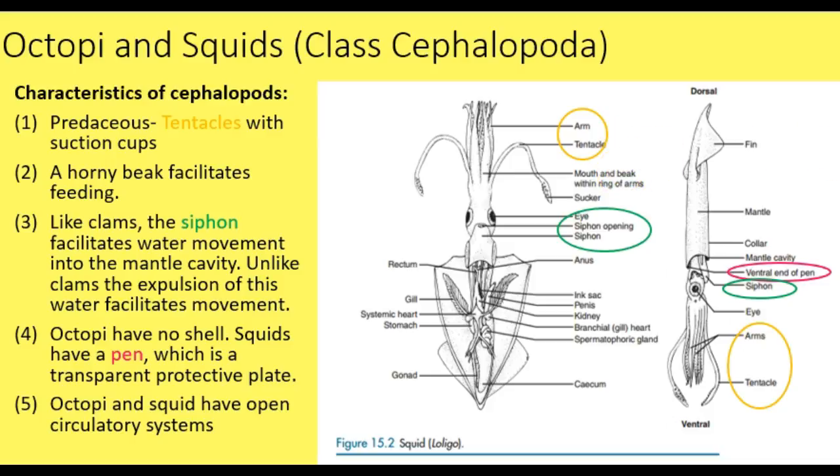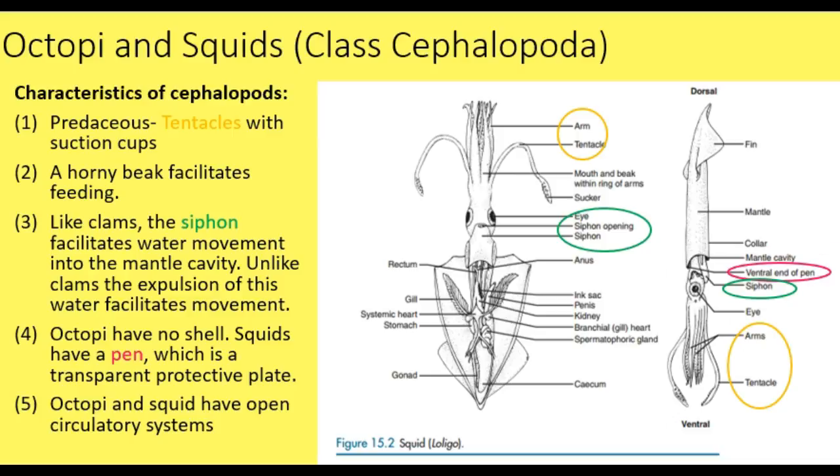Like clams, the siphon facilitates water movement into the mantle cavity. Unlike clams, the expulsion of this water facilitates movement. Octopi and other cephalopods can swim backwards primarily, but they can also swim forwards. Octopi have no shell, but squids have a pen, which is a transparent protective plate. Both octopi and squid have open circulatory systems.